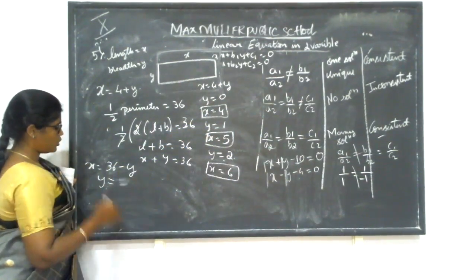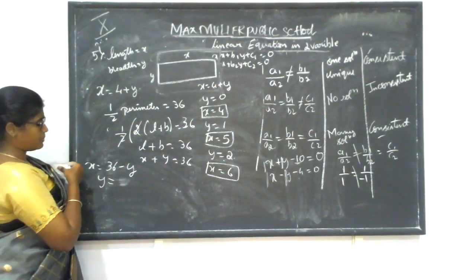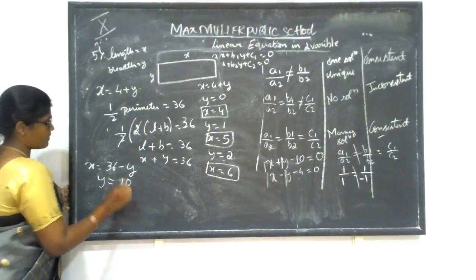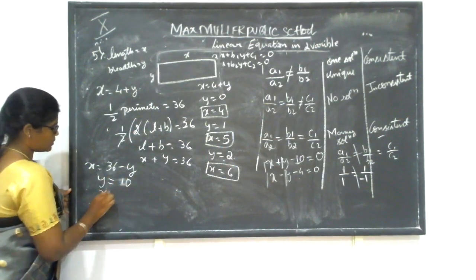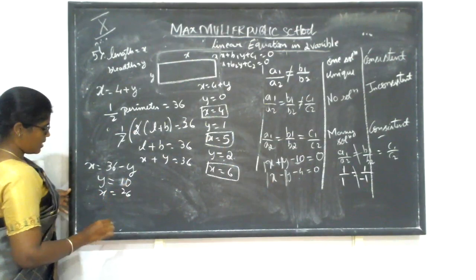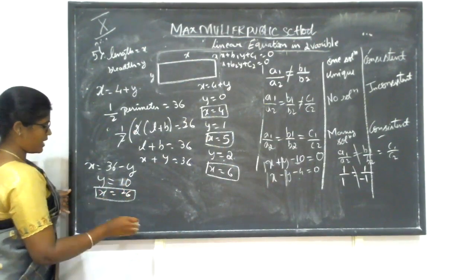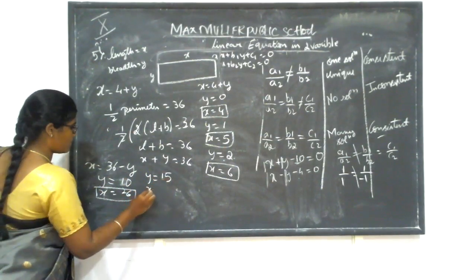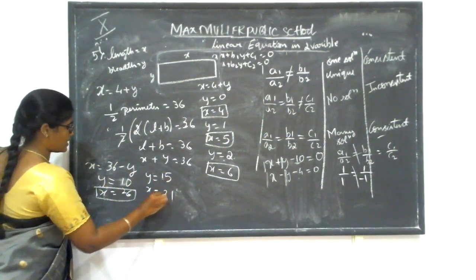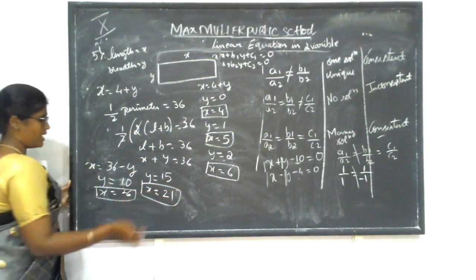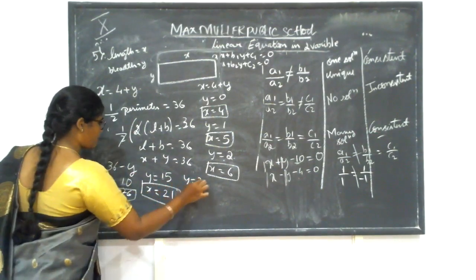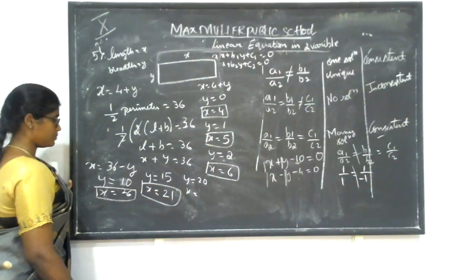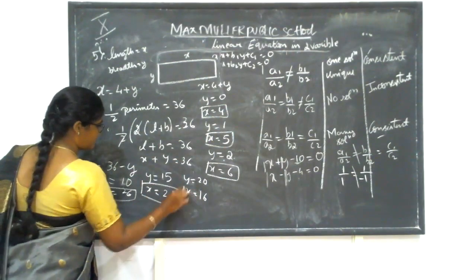So what shall we do? We'll take the bigger numbers. Let me take it as 10. If I take y is equal to 10, x will be 26. Then if y is equal to 15, what will be my x? X will be 21. Then if y is equal to 20, what will be my x? X will be equal to 16.